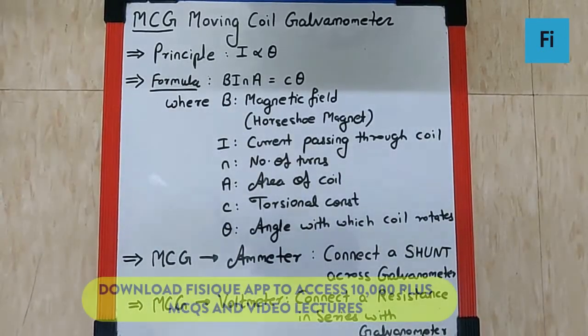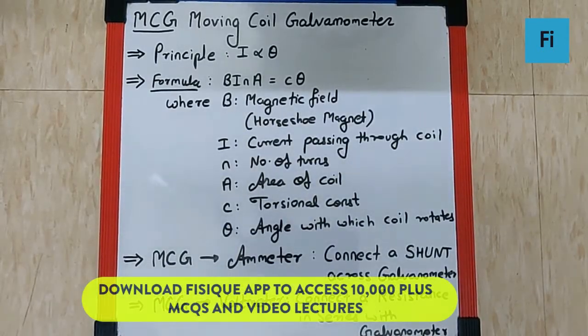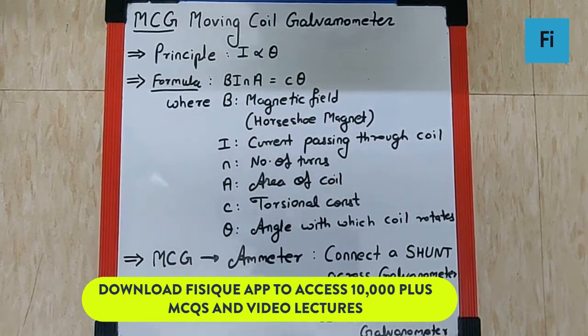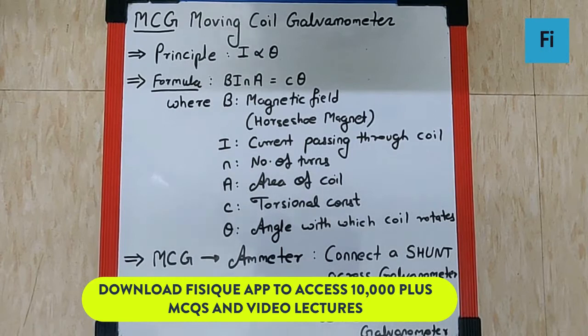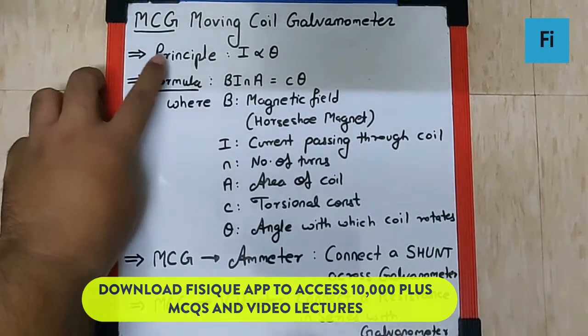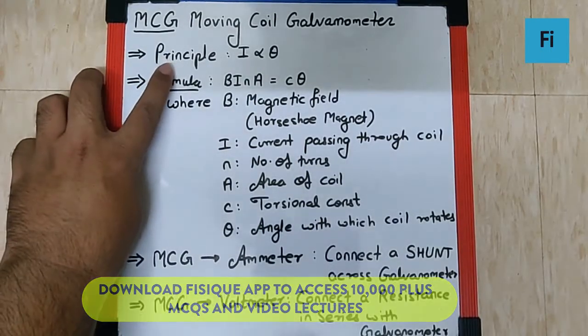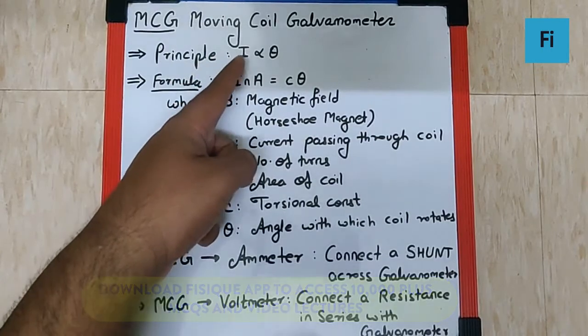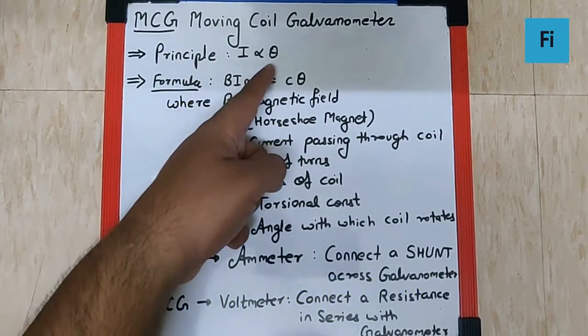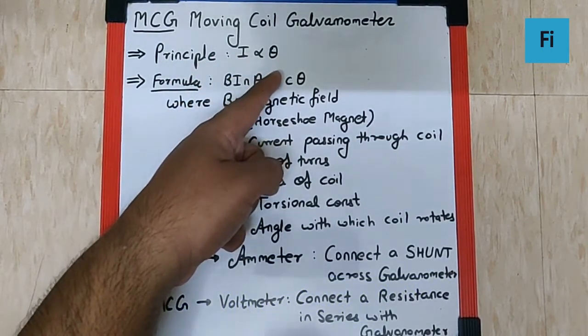Moving coil galvanometer. Here are some important points for moving coil galvanometer which are helpful for you to start with MCQs. The first thing is the basic principle of moving coil galvanometer, which suggests the current passing through the coil is directly proportional to the angle with which the coil rotates.